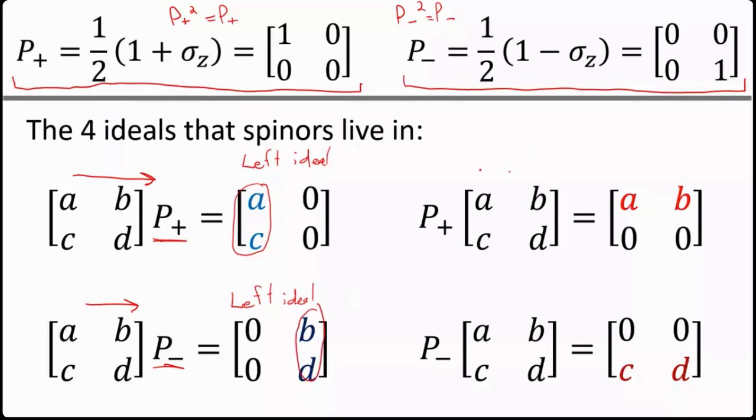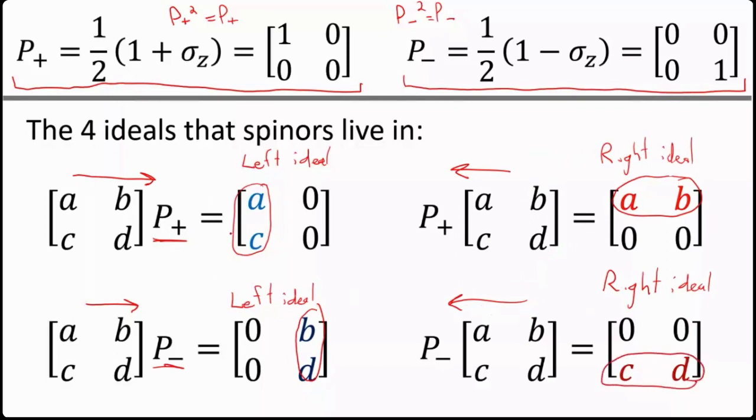It's this column. And then when you act on the right, you get this right ideal with the first row non-zero. And when you act on the right with P minus, you get another right ideal, which is the last row non-zero. One definition of spinors is that they're ideals in your algebra, basically. So I think this corresponds to a 2x1 column spinor, like a Pauli spinor with the two components.